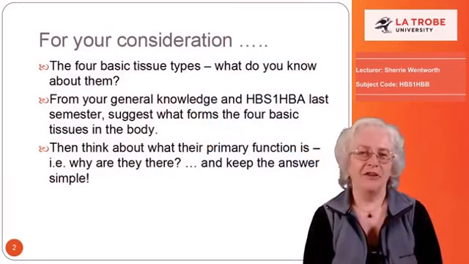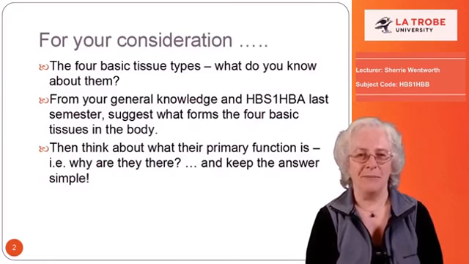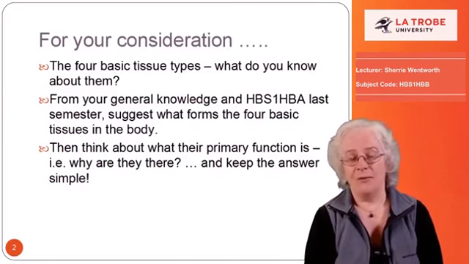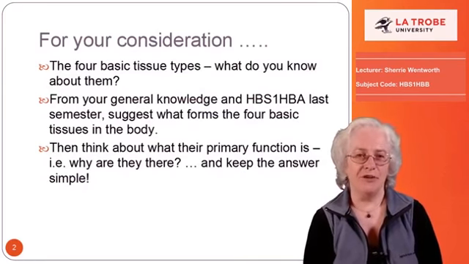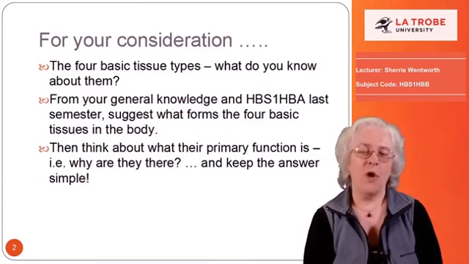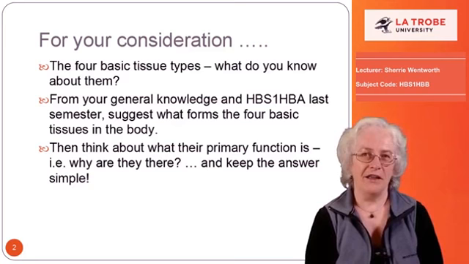In HBA you looked at tissue types. So what are the 4 basic tissue types you considered? What do you know about them? What can you remember? So from HBA and from your general knowledge, have a think and see if you can come up with a list of the 4 basic tissue types in the body. And why do we have those 4 types? What's their function? Why are they there?